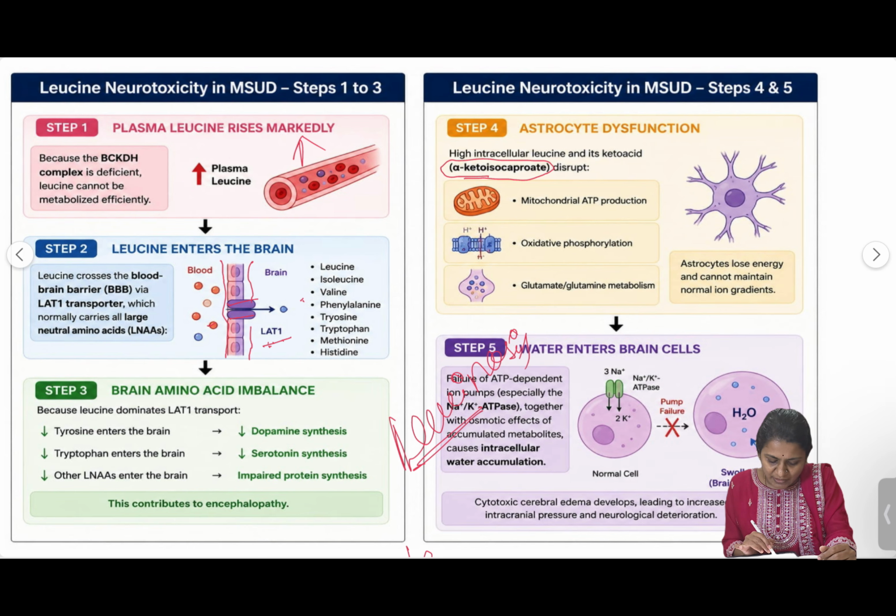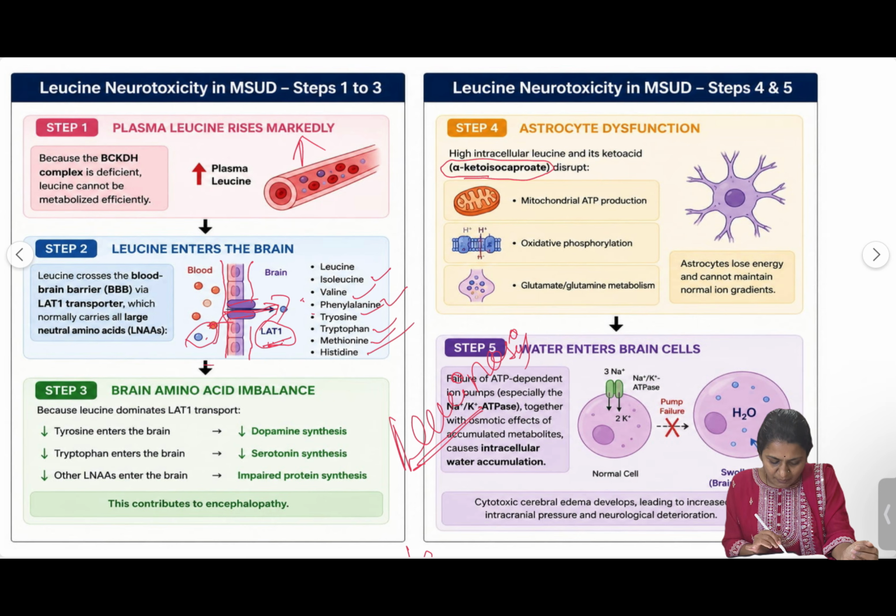Because there is excess leucine in this enzyme deficiency, compared to valine and isoleucine, leucine is very much in excess. So it competes with the other amino acids to enter the brain. Other amino acids like phenylalanine, tryptophan, threonine, methionine, tyrosine, valine, isoleucine, and histidine should also enter the brain for proper functioning. Because leucine is in excess, it is not letting them cross the blood-brain barrier.